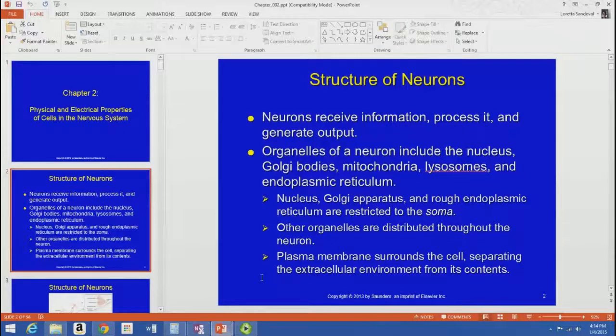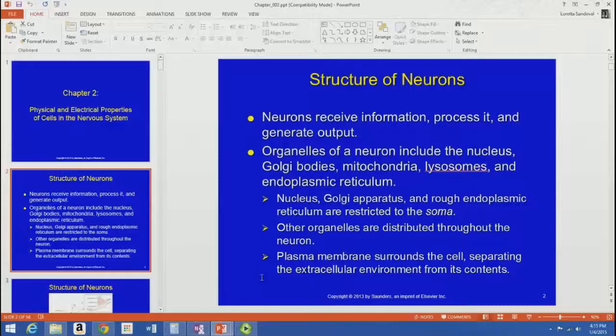Neurons receive information, they process it, and they generate output. They are just like any other cells in our body. They have organelles like the nucleus, Golgi bodies, mitochondria, endoplasmic reticulum, etc. In the soma, the body of the neuron, the nucleus and the Golgi apparatus and the rough ER are doing their job. They're translating DNA into proteins and producing neurotransmitters and all the other things that the cell needs to run. The other organelles, like the mitochondria and lysosomes, are distributed throughout the neuron, so they can be very far away from the nucleus.